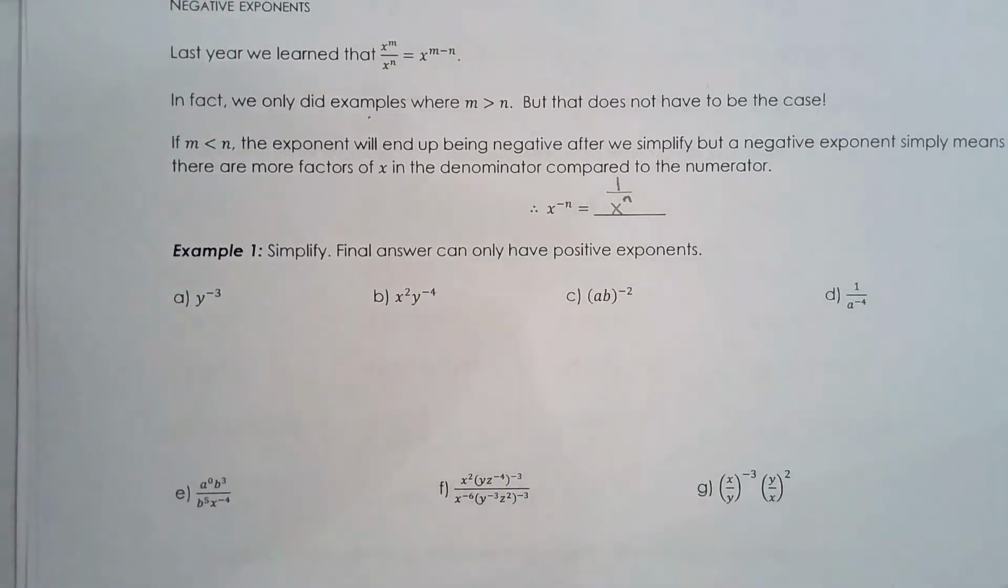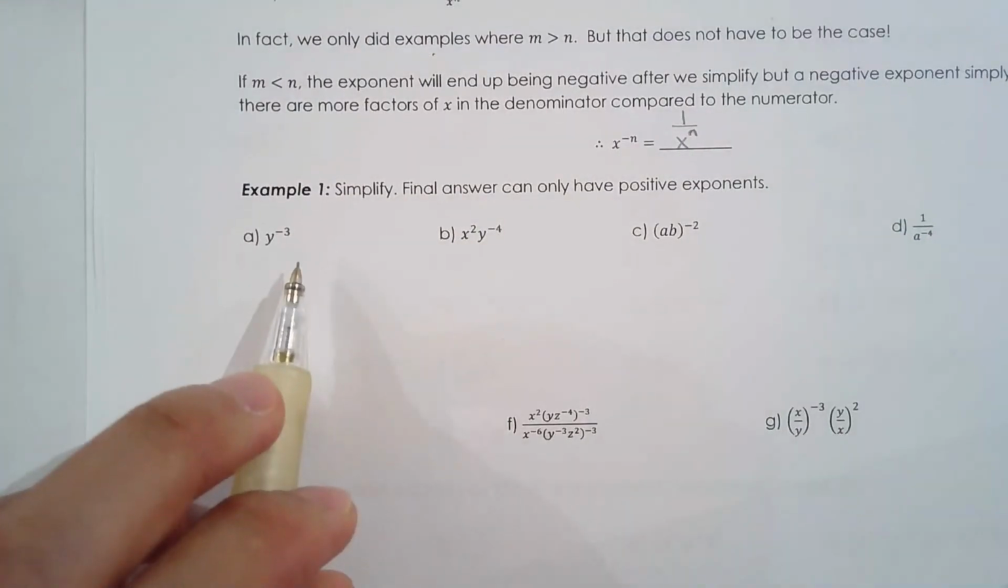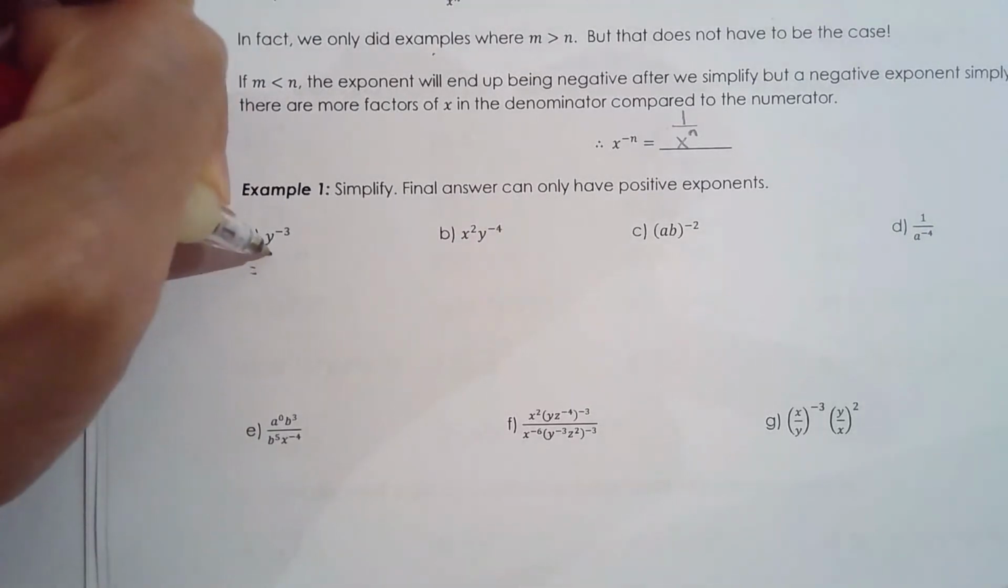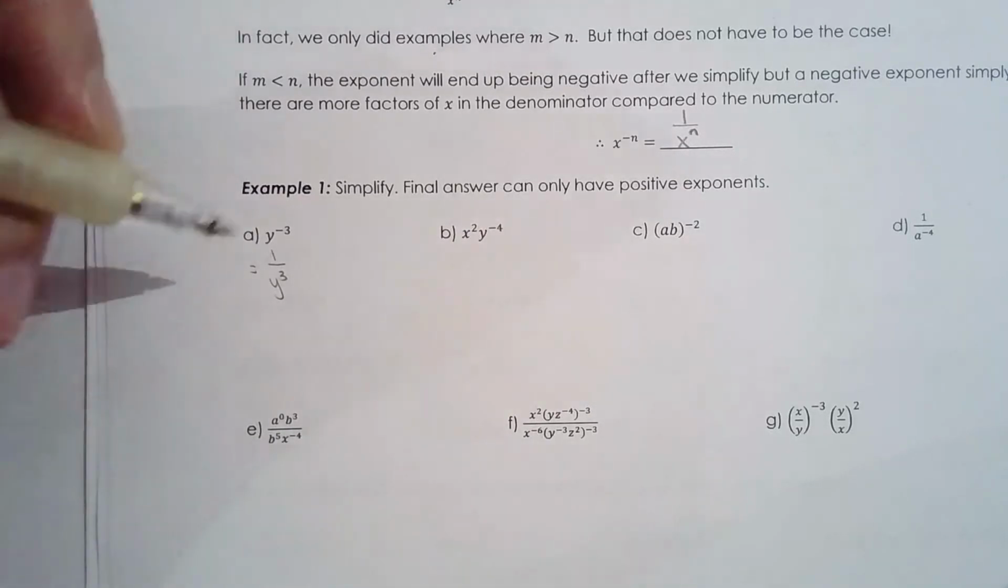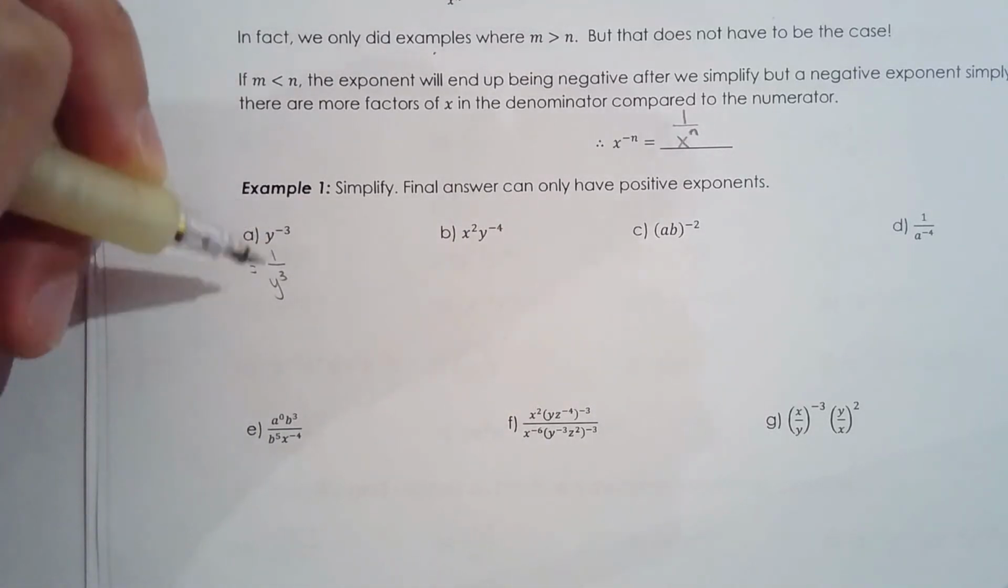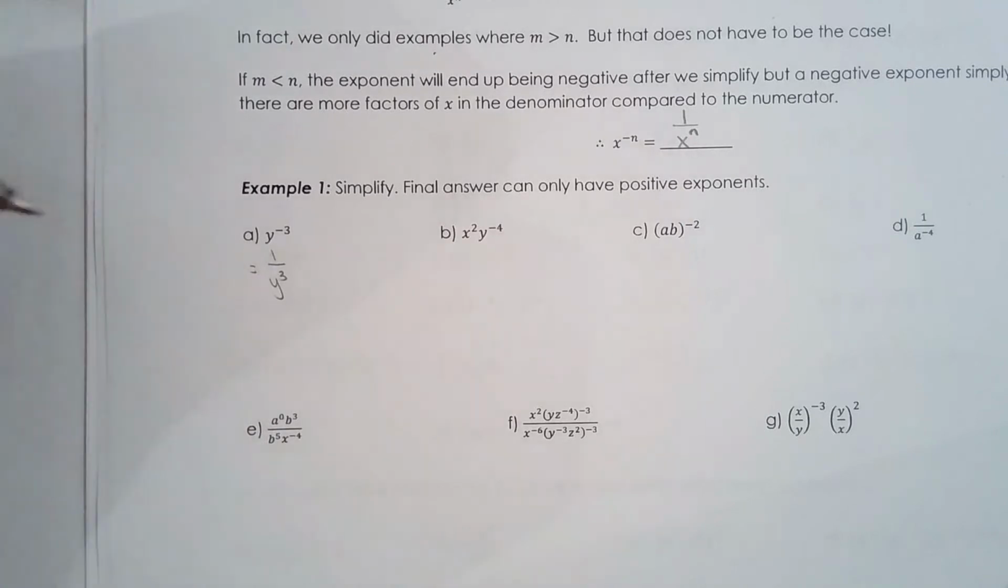So if there is a negative exponent, like what we have here, y to the power of negative 3, we are going to write it as 1 over y cubed. So when I see y to negative 3, I quite simply think, there's an excess of 3 factors of y in the denominator.